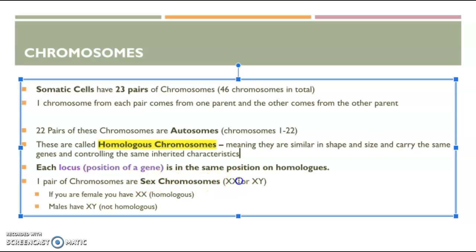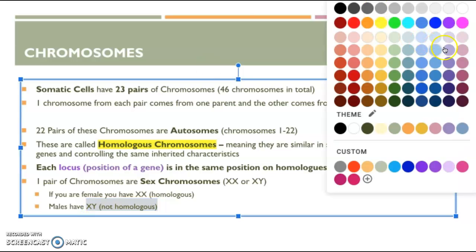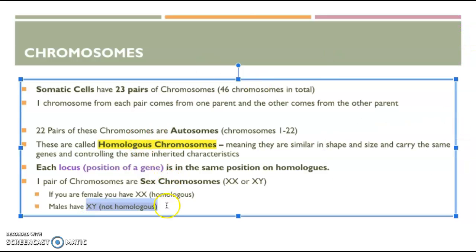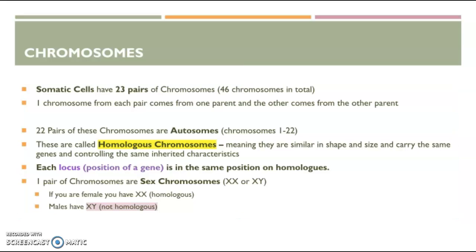I mean, the 2 X chromosomes can be classified as a homologous pair, but our X and our Y are quite different. So we can't classify them as homologous because they carry different genes. Okay, the Y chromosome carries all your male sexual characteristics. Us females don't want that.